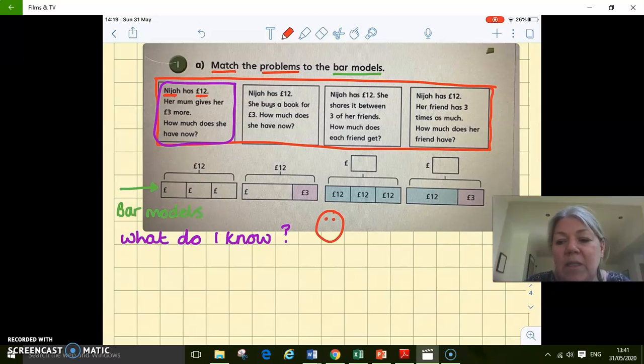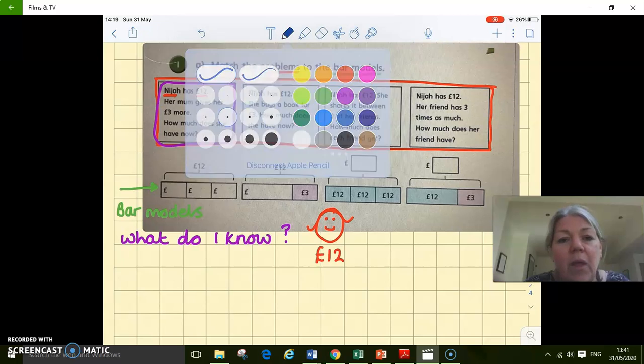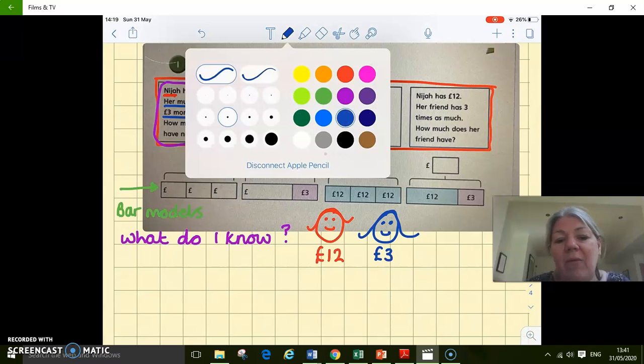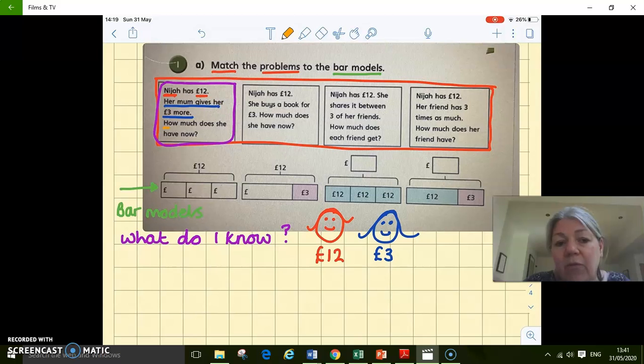I'm going to draw myself a little picture. I love to do that. So there she is with her £12, looking very happy with herself. And then her mum gives her another £3. So here's mum with her £3. And we need to find out how much does she have now. Now, to find out how much she has now, it's just finding the total amount that she's got. So we're going to add it together. And that's a really simple calculation you can do in your head. 12 add 3 equals 15.